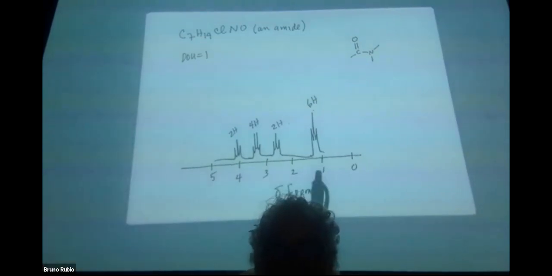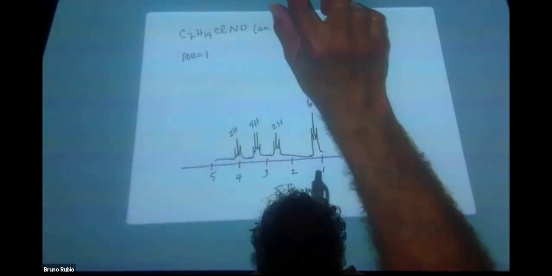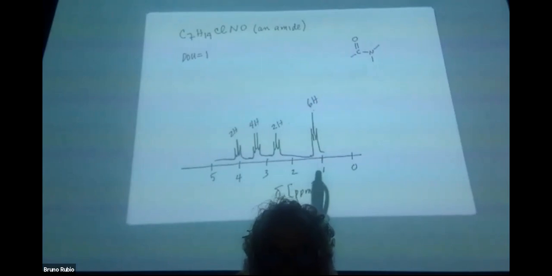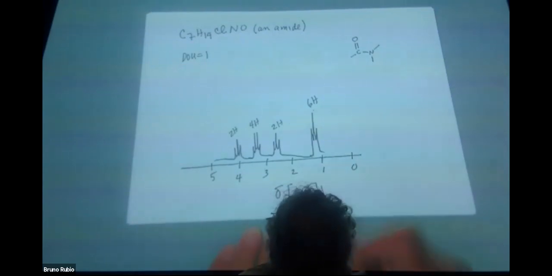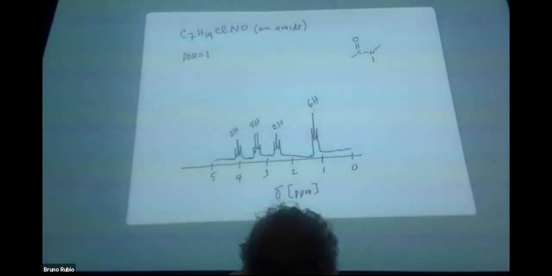So that's a 6 hydrogen signal. What fragment could that be that corresponds to 6 hydrogens? Tell me in the chat. Is it a carbon atom with 6 hydrogens stuck to it? Is that a viable possibility? What fragment of a molecule could give me a total of 6 hydrogens? Any suggestions out there?